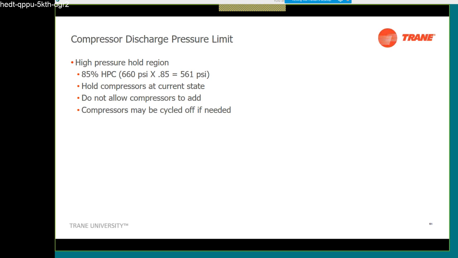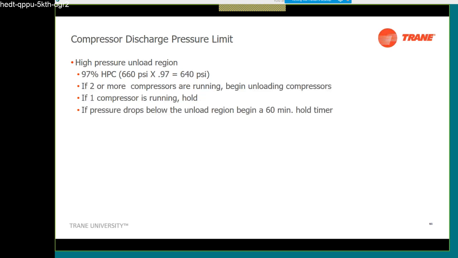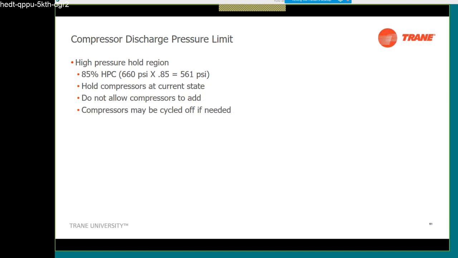If we are running and we're approaching 85% of that high pressure cutout, then the unit goes into a hold state. If we were here at 97 and we shed a compressor and it dropped us down to here, then we have that 60-minute timer running as well. So we're going to hold the compressors at a current state. We're not going to allow to add any more compressors. We can shed compressors if we need to. We can do a double swap as long as the total capacity decreases.